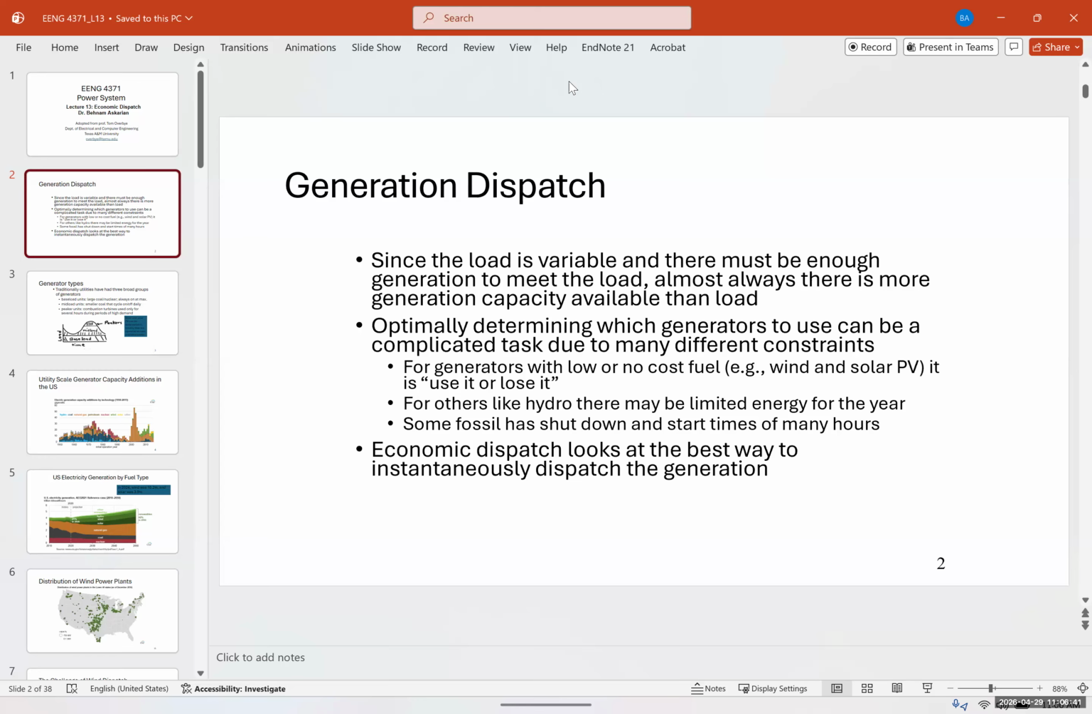For a hydroelectric, it's more complex. You have a limited water supply for the year, so you have to be strategic about when you use it. You can't just open the dams. And for fossil fuel plants, there are startup and shutdown times that can take many hours. So you can't just flip them on and off instantly. And I've already mentioned a little bit about that. So economic dispatch is specifically about the instantaneous problem. Given the current load, what is the cheapest way to dispatch the generators that are already online and available?